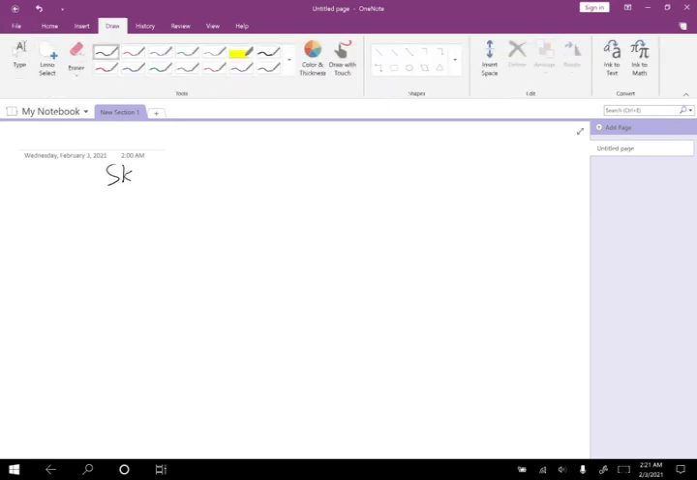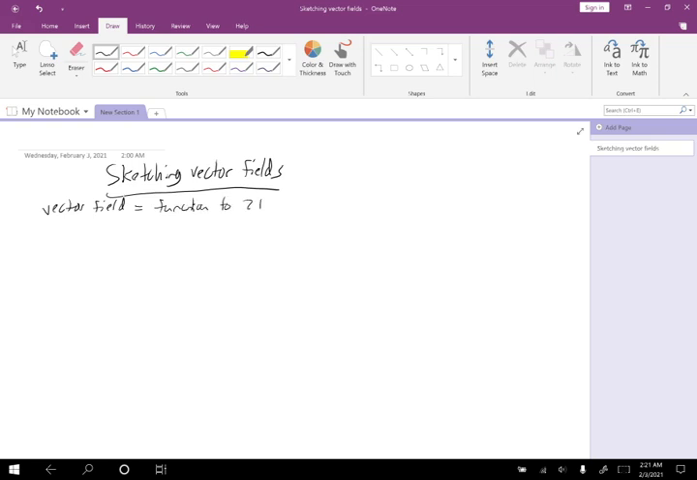Okay, we're going to talk about sketching vector fields. Now, a vector field is the natural generalization of a function to 2 dimensions, 3 dimensions and higher. I mean, you can write f of x in 1D. There's pretty much only one way to write a function, but in 2D, you can write f of xy.